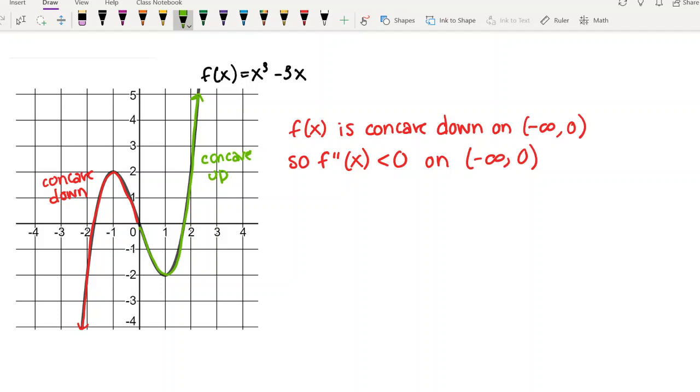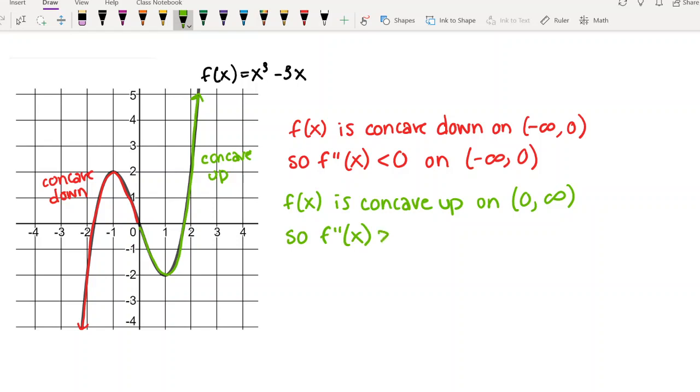And then looking at the right-hand part of the graph, we said that f of x is concave up on the interval from 0 to infinity. So everything from 0 on. And so that tells us that the second derivative is positive on that same interval.